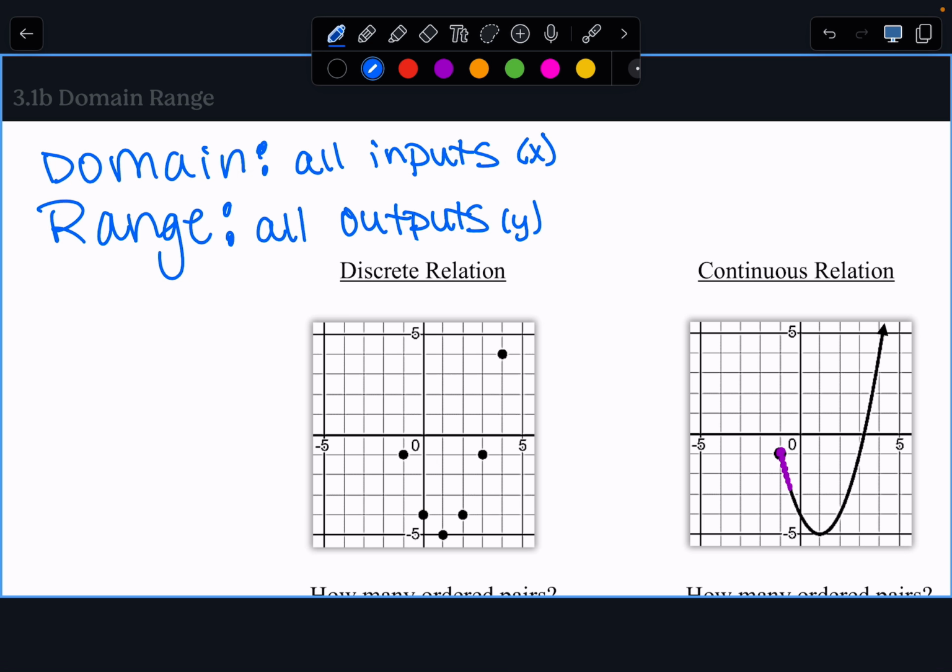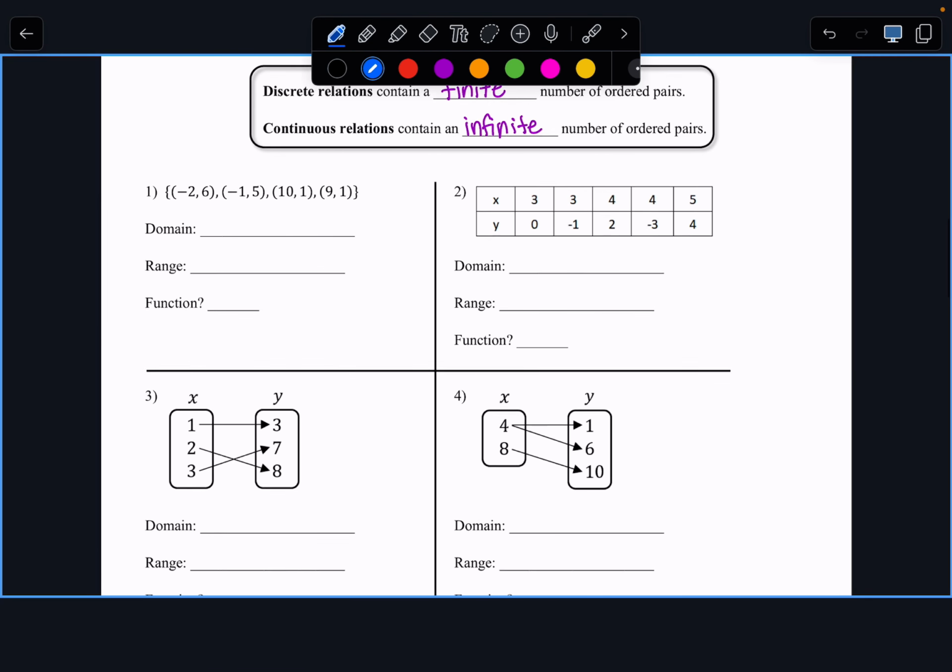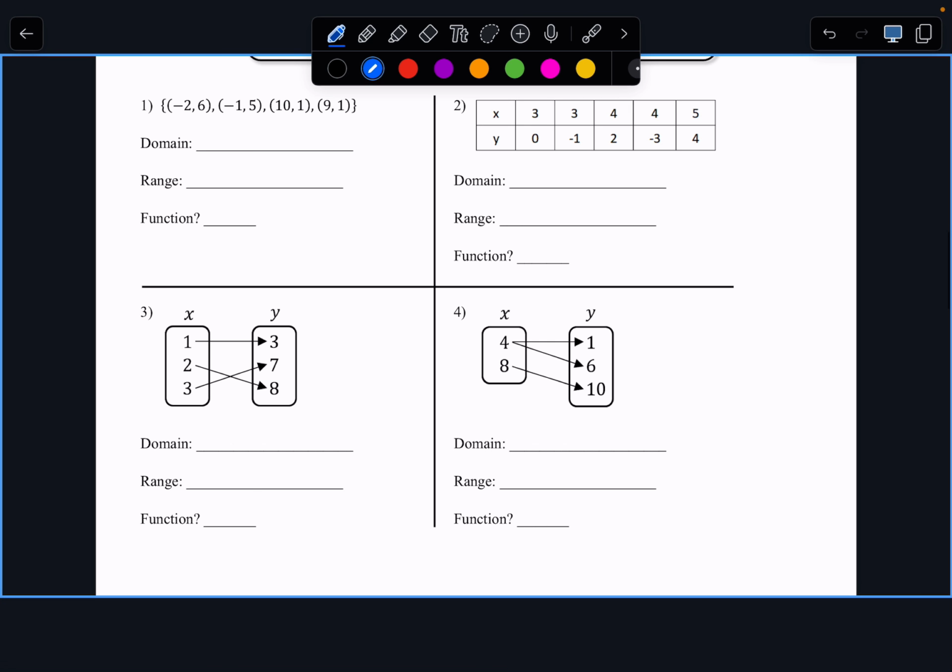All right. So here's the deal. In examples 1, 2, 3, and 4, do we have discrete or continuous? Discrete. How do you know? There's not an infinite amount of numbers. We can count how many coordinates there are.